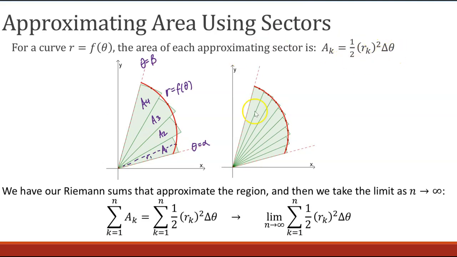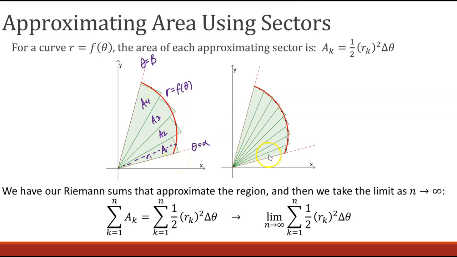And then delta theta is dividing this total angle by 4. So each of these has an equal angle measurement here. So similar to how we have a delta x when we're talking about using rectangles to approximate area under functions in Cartesian coordinates in x and y. So we can see that there's this amount of error associated with using a finite number of sectors.